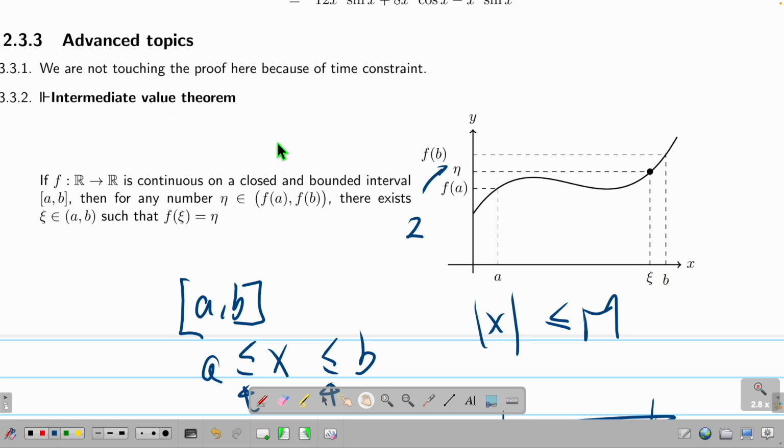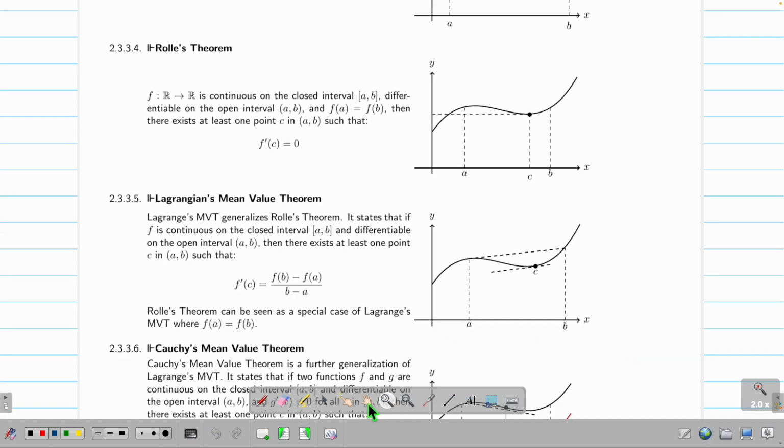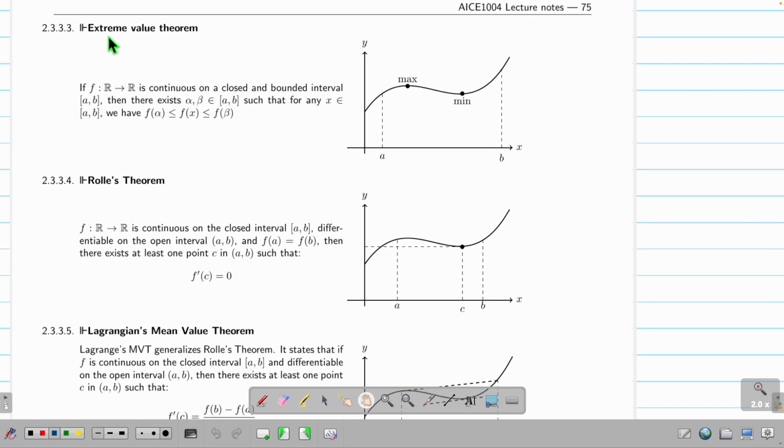Then you will wonder, how do you prove this? Now there's no time to talk about the proof. Okay. Then now we have another one. Then we have something called the extreme value theorem. So now, same condition. If f is continuous in the interval a and b, then there exists some largest y and smallest y. So what does it mean?